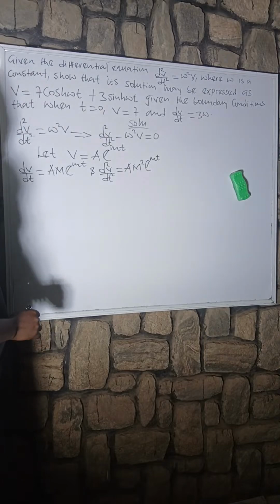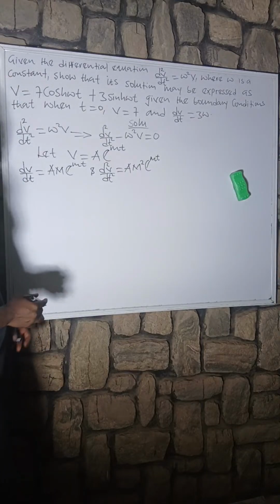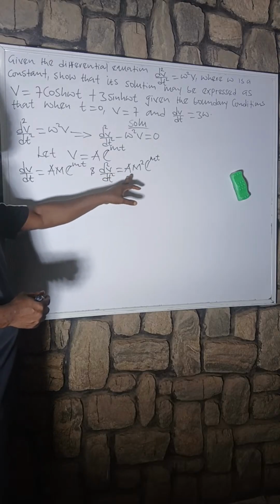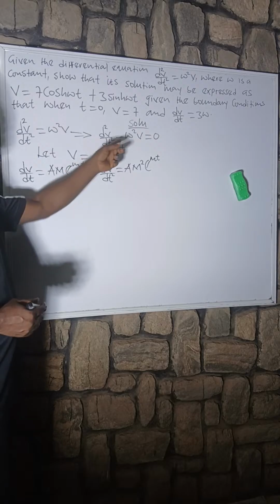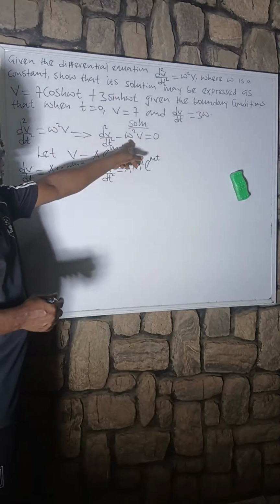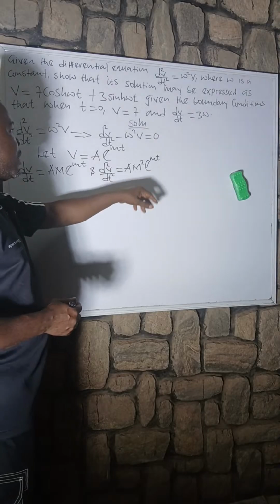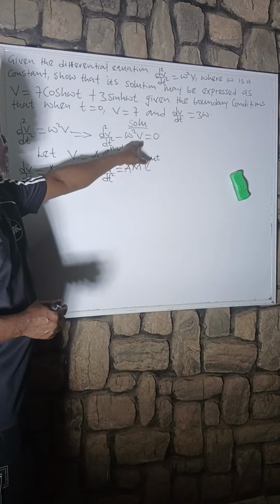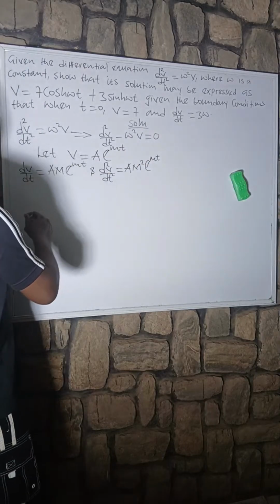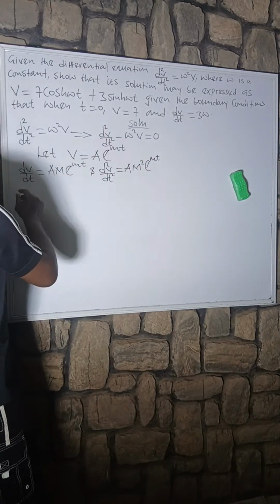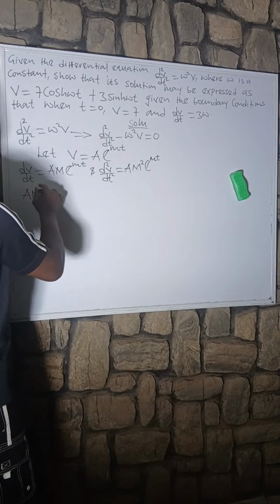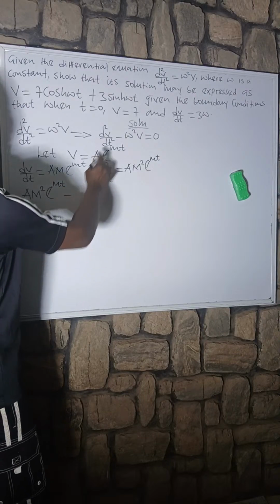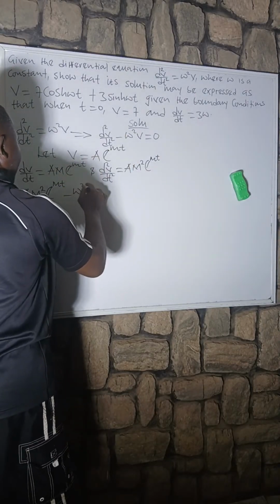Okay. So if you agree with me, what we need is this d square v all over dt square, because we cannot find the first derivative here. So we are going to substitute this here and these two. That is what we need here, because we have v here. So here, instead of this, we write a m square exponential mt minus omega square.